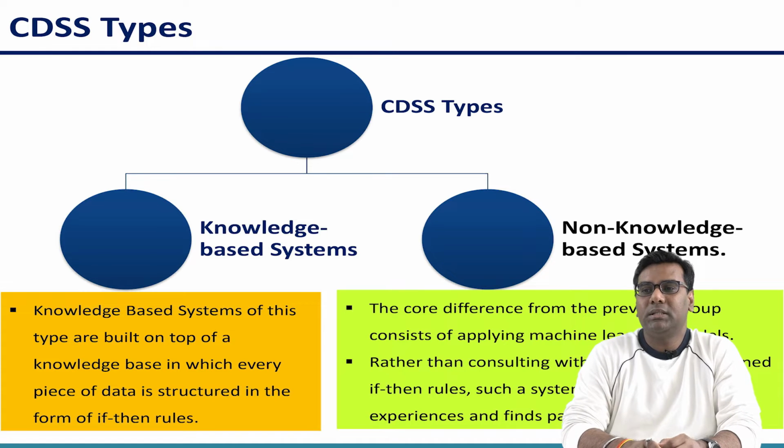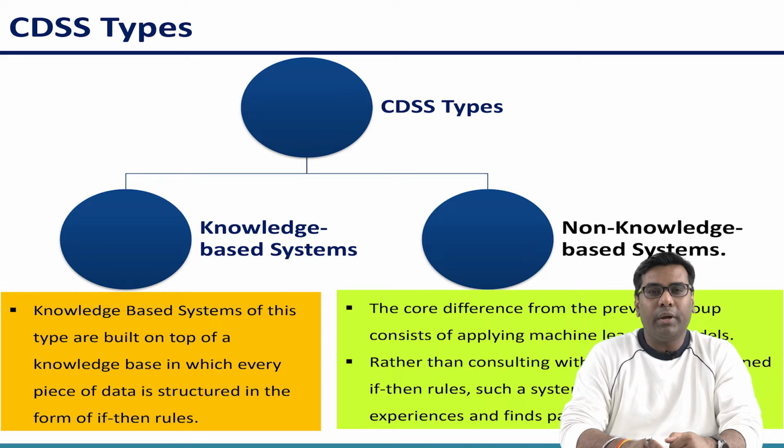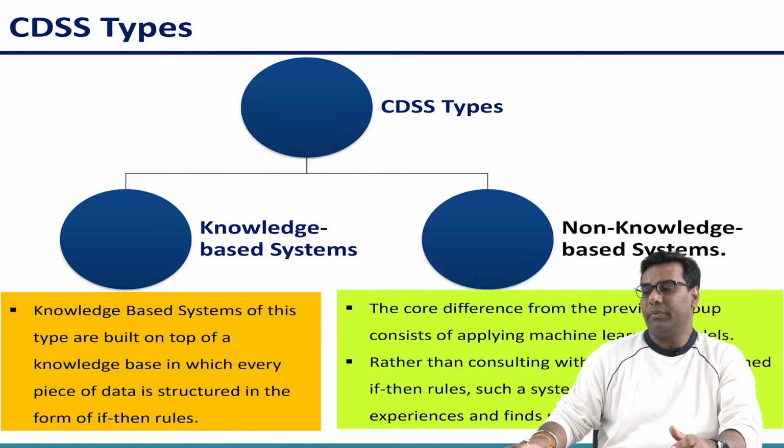The knowledge-based system is built on top of a knowledge base in which every piece of data is structured in the form of if-then rules. According to the rules, for all the decisions required, the whole knowledge system is built on that basis.